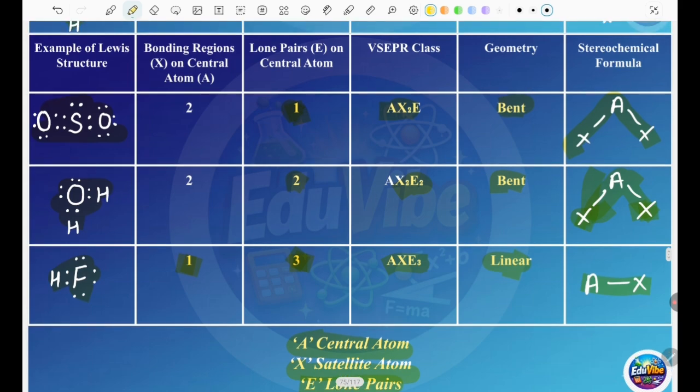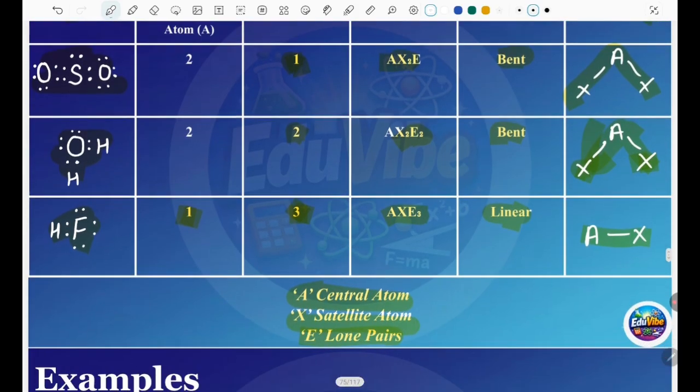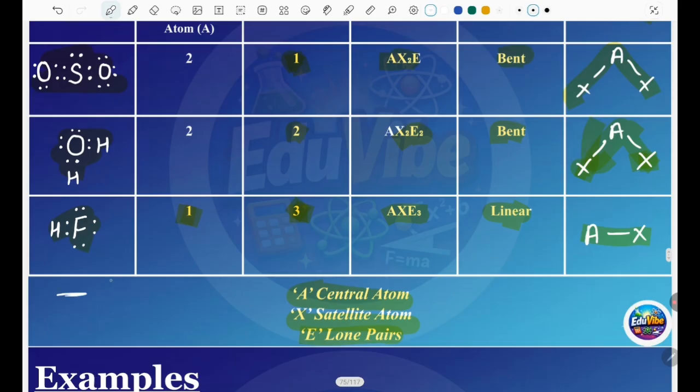So when we get the question, we have to make that Lewis structure first, then the VSEPR class. With this VSEPR class, we have to know the geometry, what type of shape this is, and the stereochemical formula we have to make. This is important. And you know the lines: the single line, the dotted line, and the triangle colored line. The single line means the plane of the page.